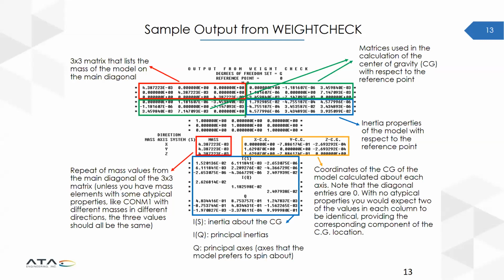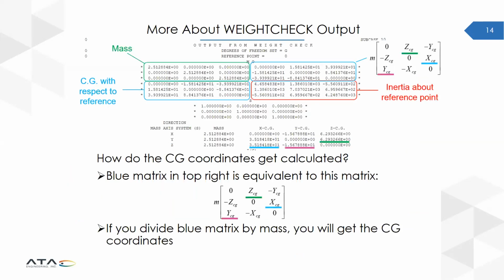And then again, here at the bottom is the inertia properties repeated in blue, including the principal inertias and the principal axes. So just to go into more detail about the weight check output. Again, the top left, the mass, then those blue matrices are the CG, and the red is inertia, but just to see how things are calculated.